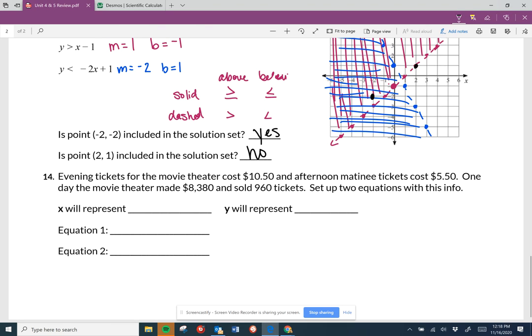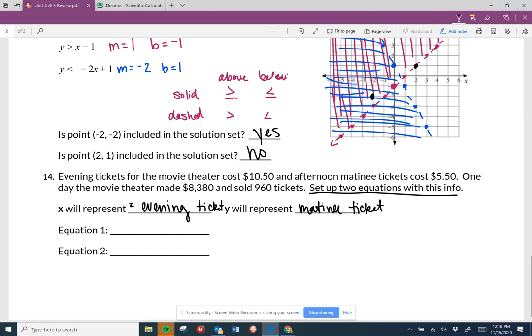Okay, so when it asks you to set it up or to find something, that's going to tell us what our variables are. Okay, so we're looking for how many of each type of ticket were sold. So the X and the Y are going to tell us the two types, right? The X is going to be evening tickets. And then the Y is going to be matinee tickets, or you could put afternoon, it doesn't matter.